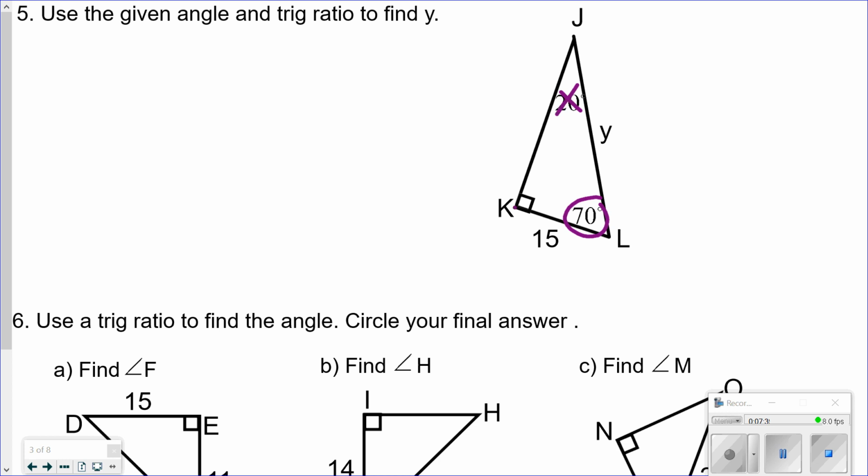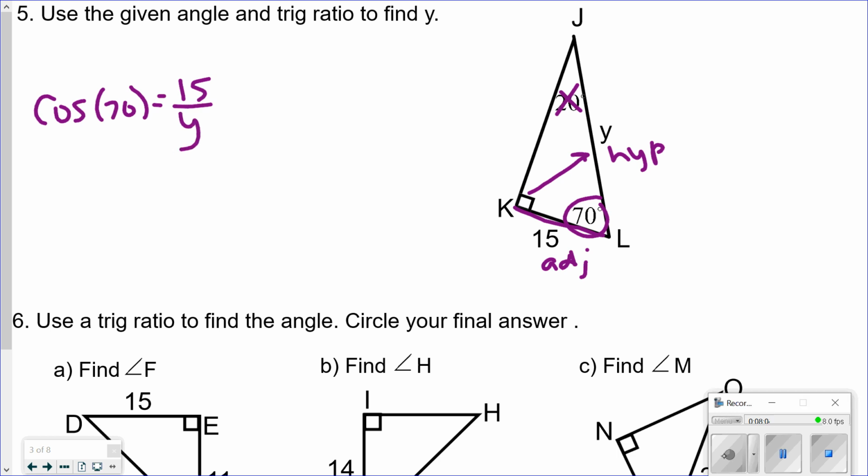And I have this side here, 15, which would be the adjacent side to 70. And then y is the hypotenuse. So since I have adjacent and hypotenuse, I'm going to use cosine here. So cosine of 70 is equal to 15 over y.